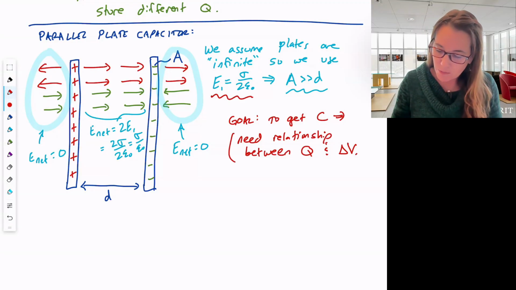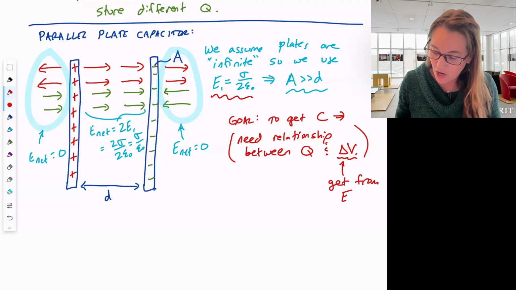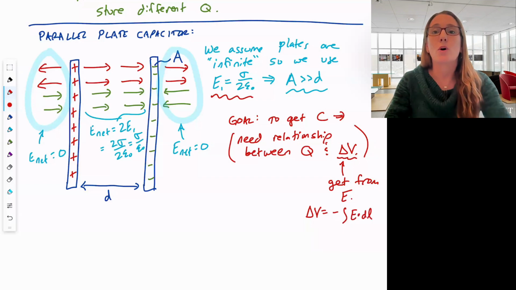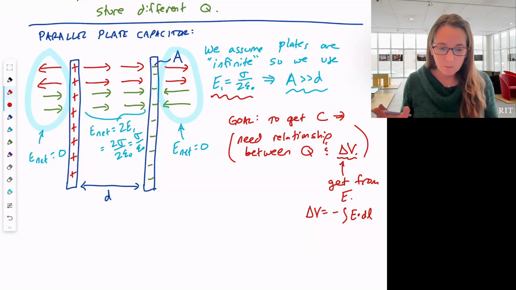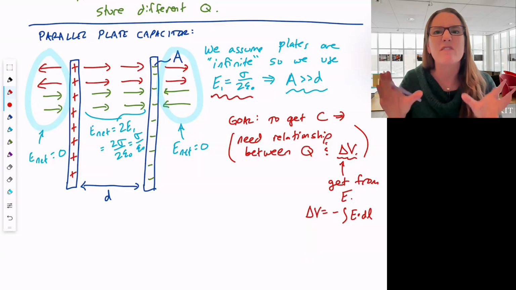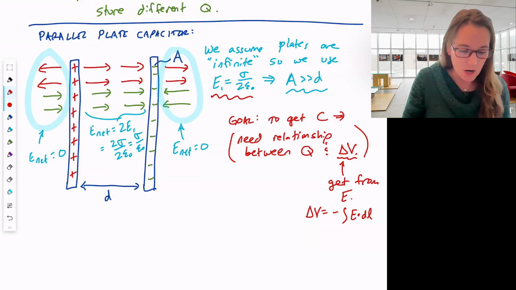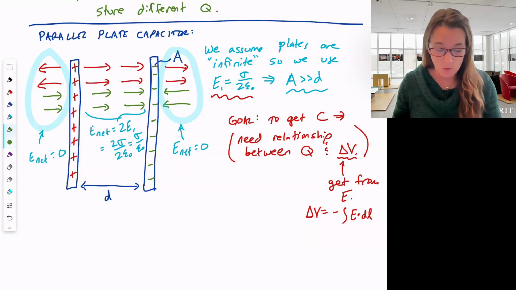So we need this relationship between delta V and charge, and remember delta V we can get from knowing our electric field. If we know the electric field, we have the equation delta V equals negative the integral of E dot dl, right? So we can find our potential from our electric field. That's why we were finding the electric field. We're visualizing the situation: there's some electric field created between these charge plates. Now we want to talk about the potential between these plates.